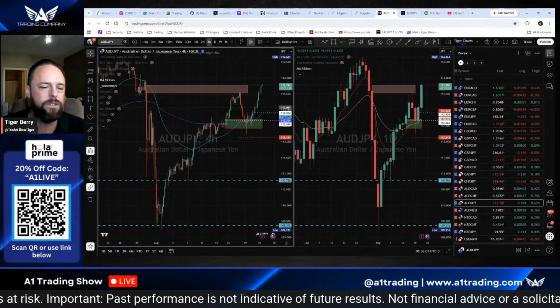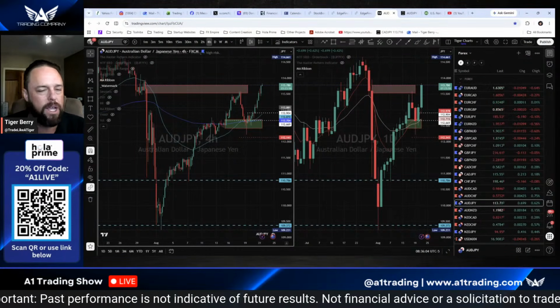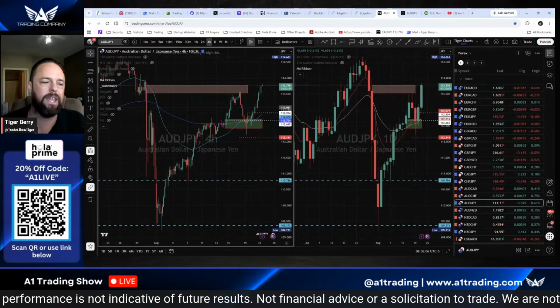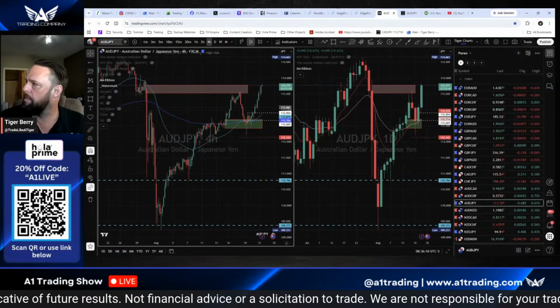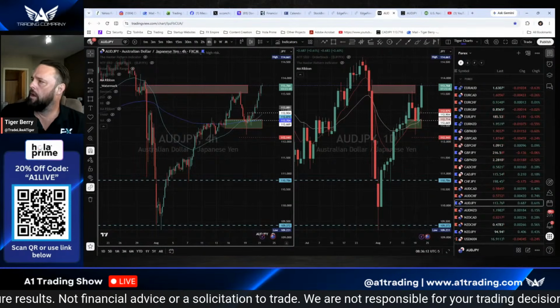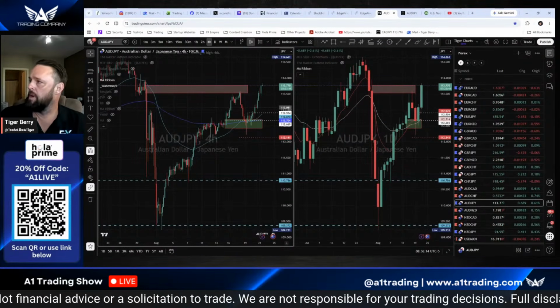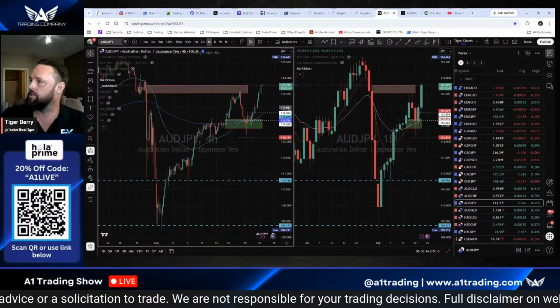I don't know what it is, and I don't think I want to stick around for the weekend to find out. So I'm just going to take my gains on that Aussie yen trade and get out of there. That way I don't have to worry about it over the weekend. I've already moved the stop loss above break even as well, so I can't lose on the trade.